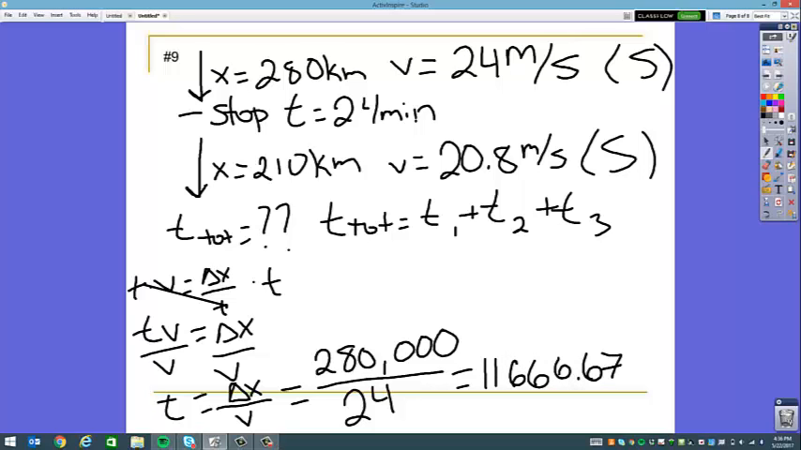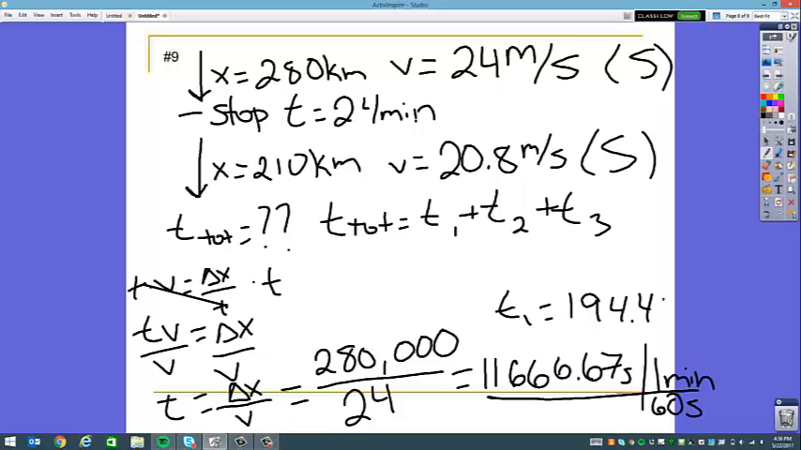Okay, and then this is in seconds. So we'll go ahead and convert that to minutes. 60 seconds is 1 minute. So my time, so T1 is 194.44 minutes. Okay, go ahead and round everything always to the hundredths place.